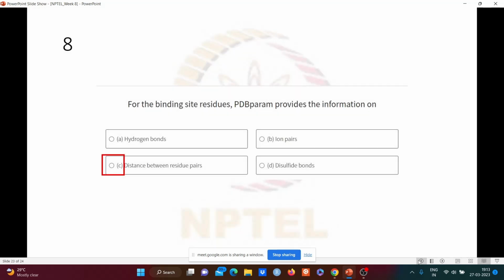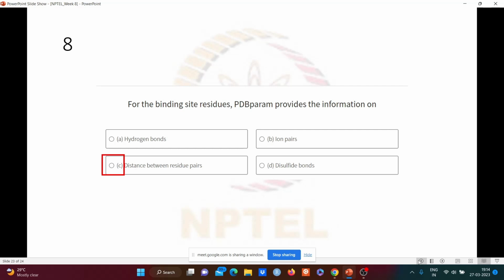Yeah, okay. Someone is asking about question 8. So PDBparam: we have discussed different methods of how to get a binding site. We started with a distance based method, solvent accessibility based method, and then energy based method. PDBparam is a tool developed from our lab, which gives us several structural information. One such information is binding site residues.